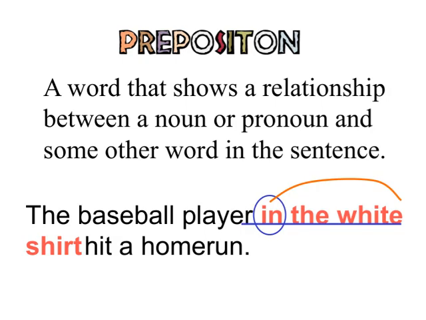Let's look at this sentence. The baseball player in the white shirt hit a home run. Now, what I want to focus on here is the word "in." It's a little word, but it plays a crucial role. "In" is what we call a preposition, and its job is to show the relationship between the noun "player" and the phrase "the white shirt." Essentially, it tells us more about the player, specifically, what he's wearing.